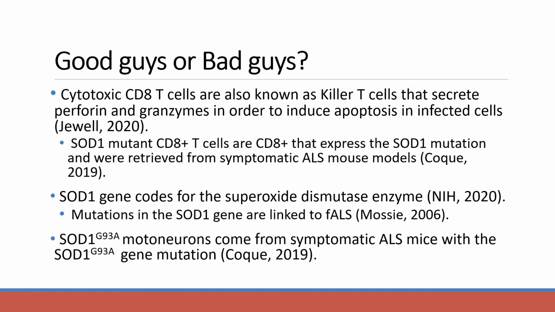So as I mentioned, good guys or bad guys. Cytotoxic CD8 T cells are known as killer T cells, and they secrete perforin, which pokes holes in the cell membrane, and then they also produce granzymes, which induce apoptosis in infected cells.